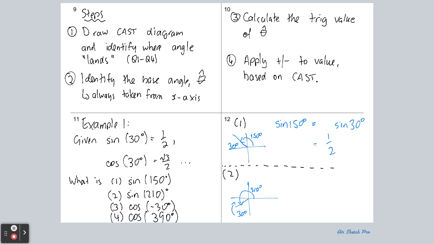And so I say the sine of 210 degrees must be the same as the sine of the reference angle, which is 30 degrees. Step 4, apply plus or minus. CAST, tan is positive here, which means that sine is negative here. So it's equal to negative sine 30, which is equal to negative 1/2. Done. Easy as that. I say easy. It is simple, but practice will get you there.